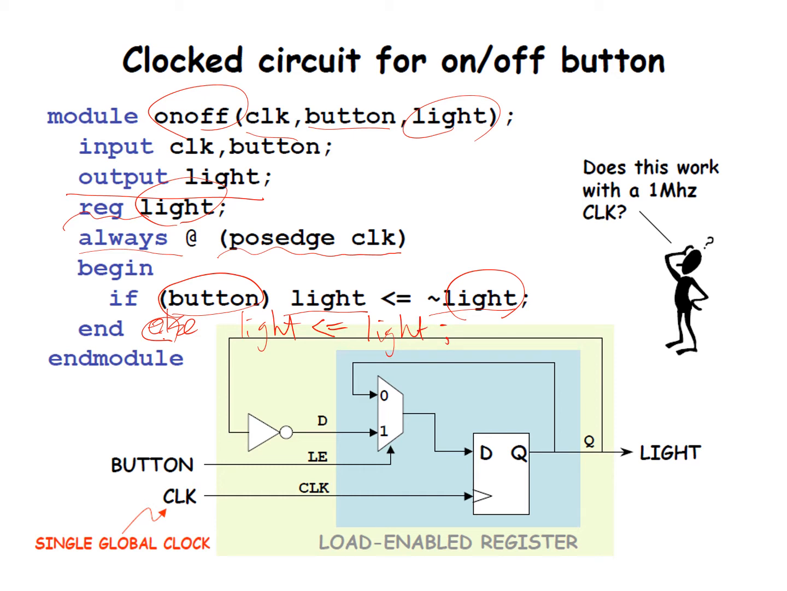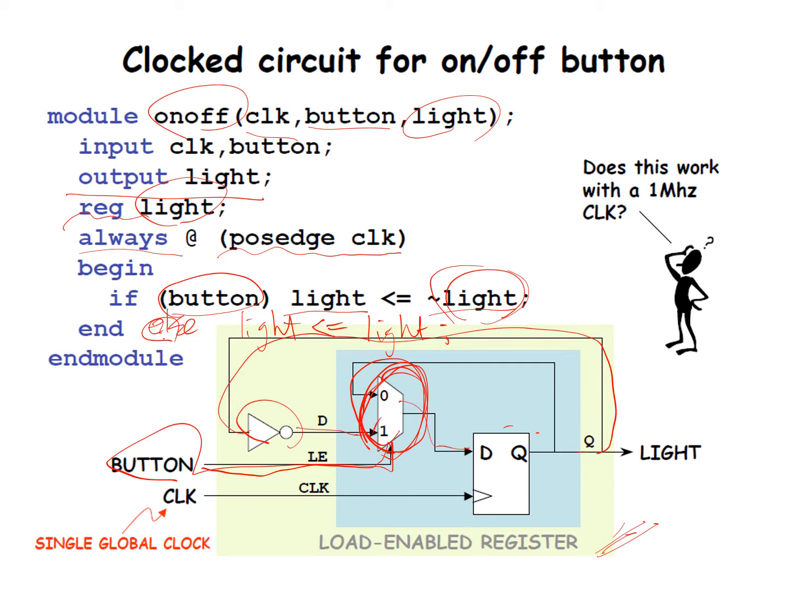If you describe it like this, it will be synthesized like this. There's a multiplexer there. The multiplexer is quite useful for an if statement. If the condition is satisfied, it does the action on the right hand side of the description. It flips the output by inversion and loads that onto the flip-flop. Otherwise, if the button is low, it keeps the value every cycle.